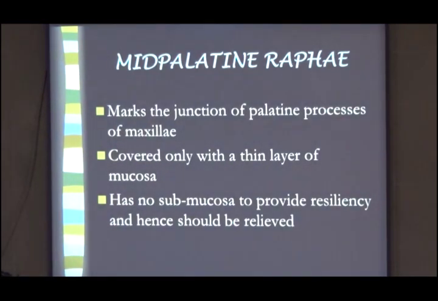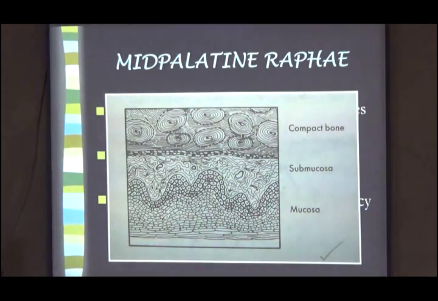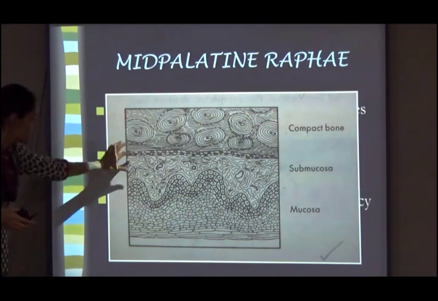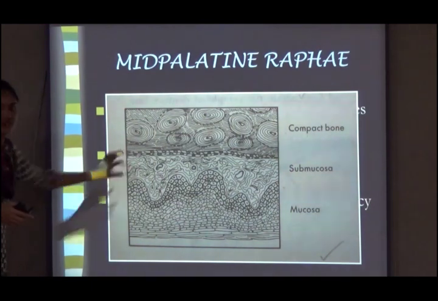Mid-palatine raphe marks the junction of the palatine process of maxilla. It is covered with a very thin layer of mucosa. Sometimes it might not have submucosa also, or a very thin layer of submucosa. Because of this reason only, you have to relieve the mid-palatine raphe area. Before we had also projected some histologic pictures. In this you see the thickness of submucosa is very less.